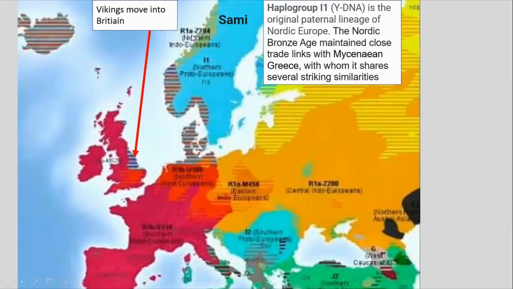But these guys are so interested in trying to link everything back to evolution that they'll say, oh, they were there 10,000 years ago. They were there 35,000 years ago, which we know is just not true. Because we know that these people, now notice it says this Nordic Bronze Age maintained close trade links with the Mycenaean Greeks, with whom it shared several striking resemblances or similarities.